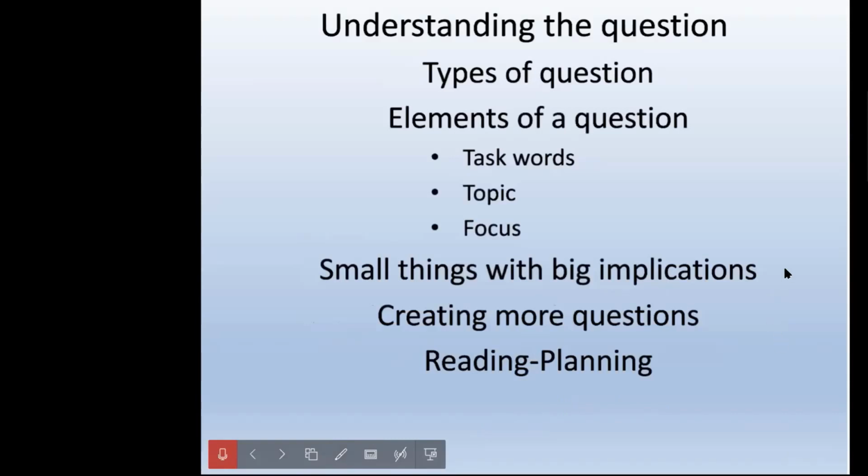So we're going to look at understanding the question, the types of question, the fact that there are three elements to a question: task words, topic, focus. That there are small things with big implications, little words or comments that can be added into a question that you might skip over, but in actual fact you have to pay close attention to.